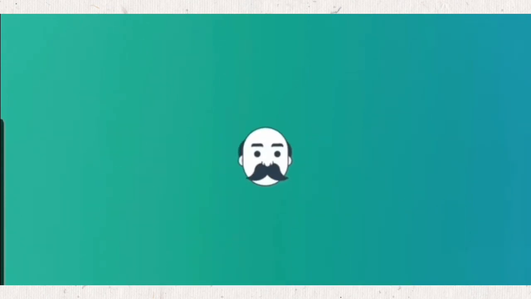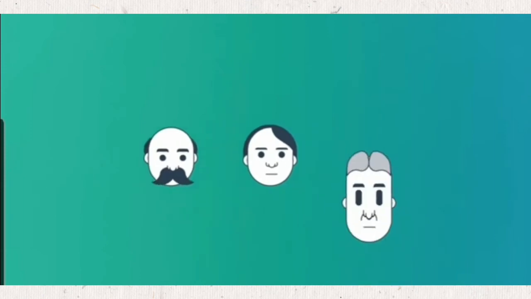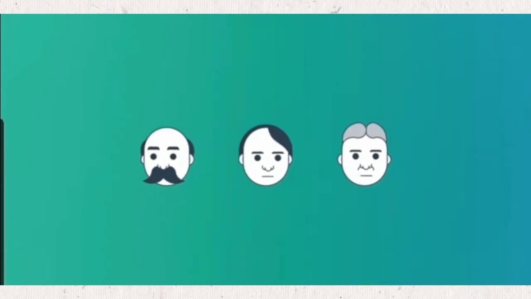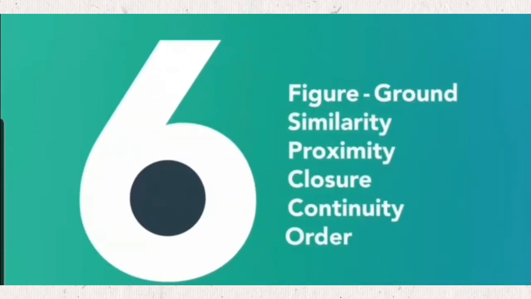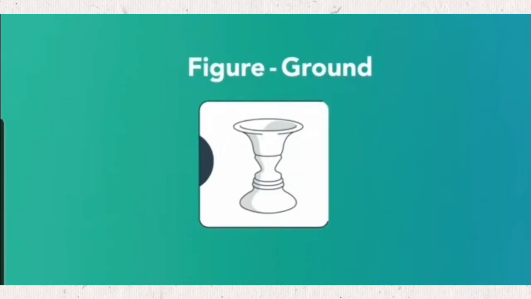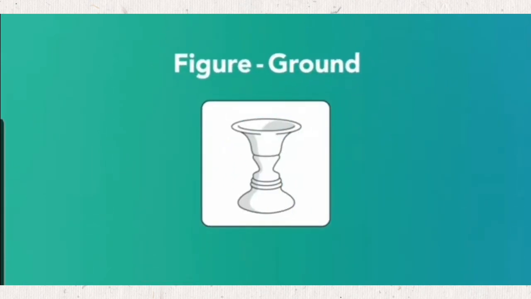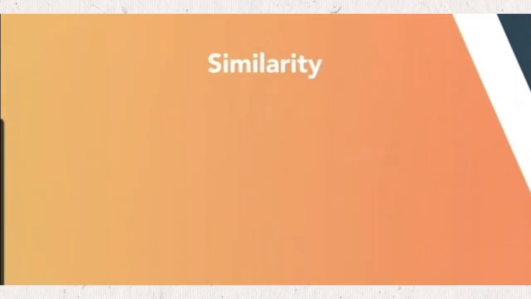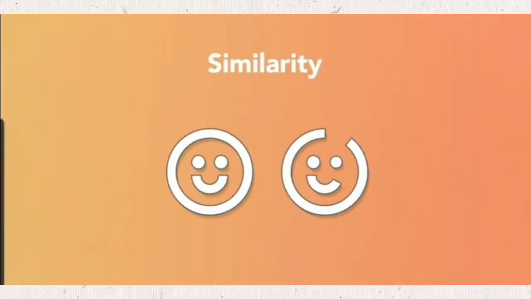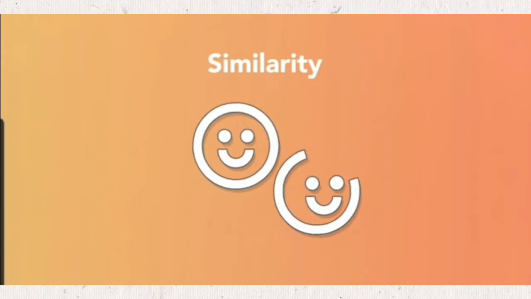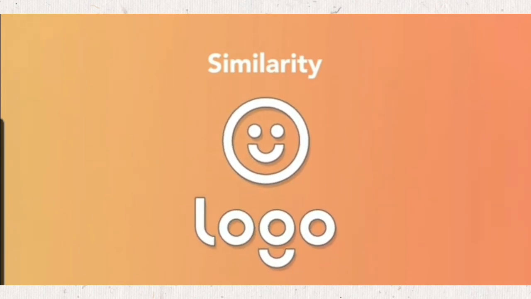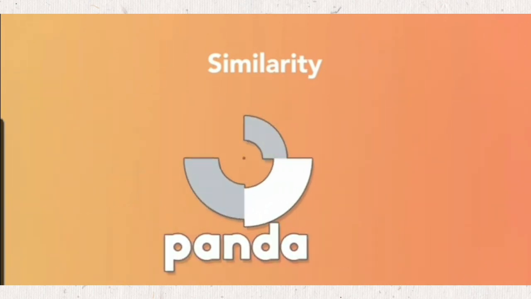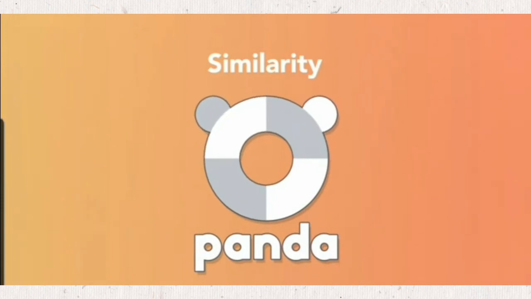Because of psychologists Max Wertheimer, Kurt Koffka, and Wolfgang Köhler, Gestalt theory can be broken down into 6 design principles. Figure ground. The thought that when we look at a scene, we separate objects so that some are the focus or figure and others are the background. Similarity. The notion that we place objects with similar characteristics in a group. These characteristics can include color, size, font, shape, texture, and more.